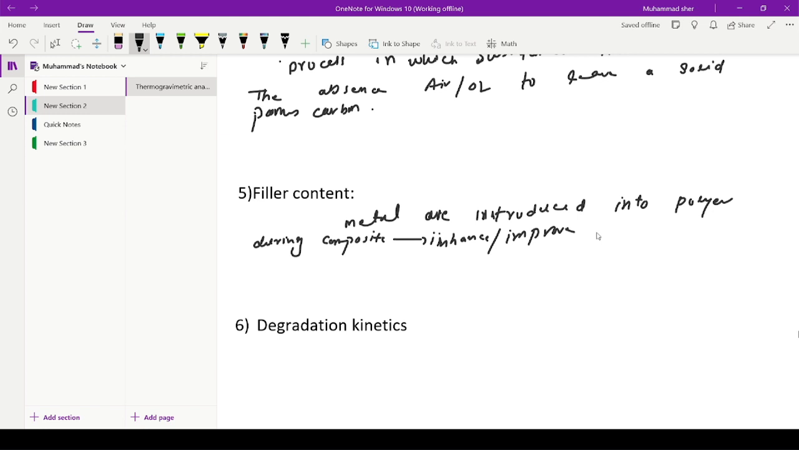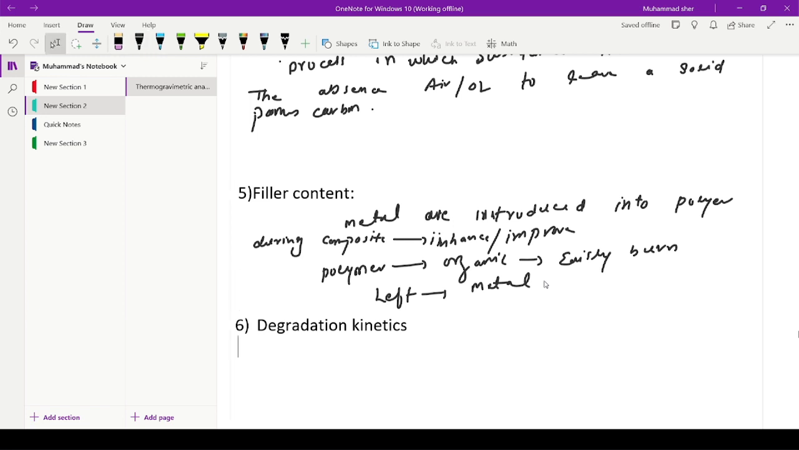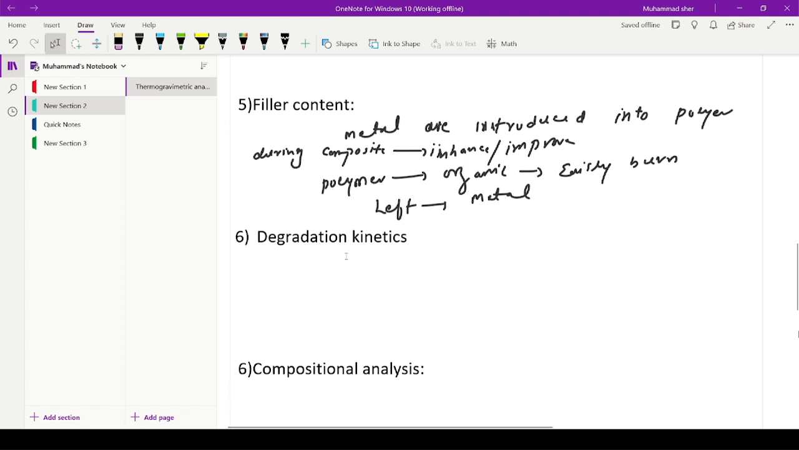As we all know, polymers are organic in nature and easily burn out. If you provide a small amount of heat, the polymer will be burned out and we will be left only with the metal. So how much metal is present in a particular composite can be found out by the thermogravimetric analysis.